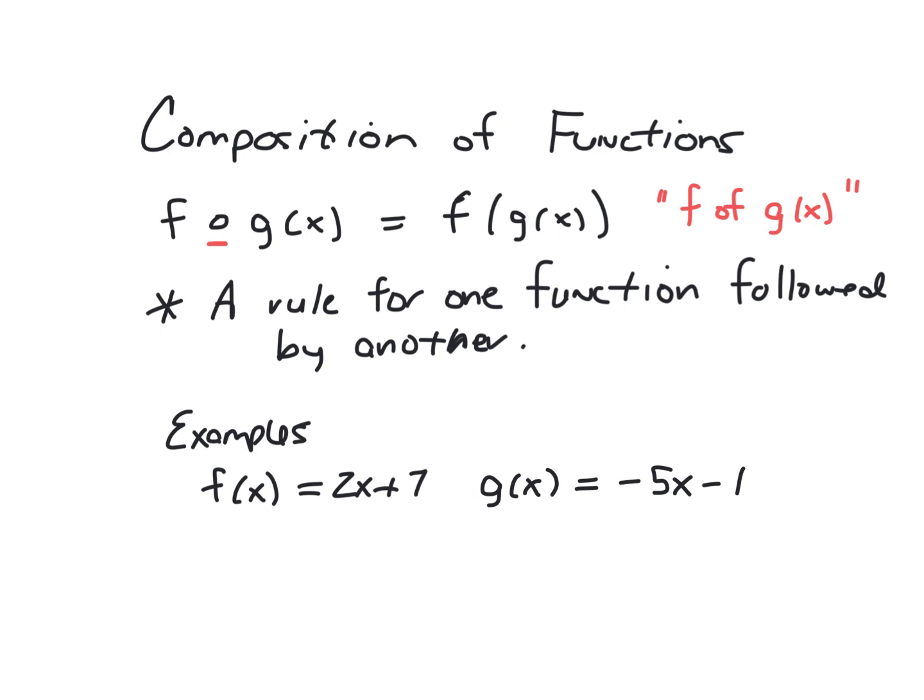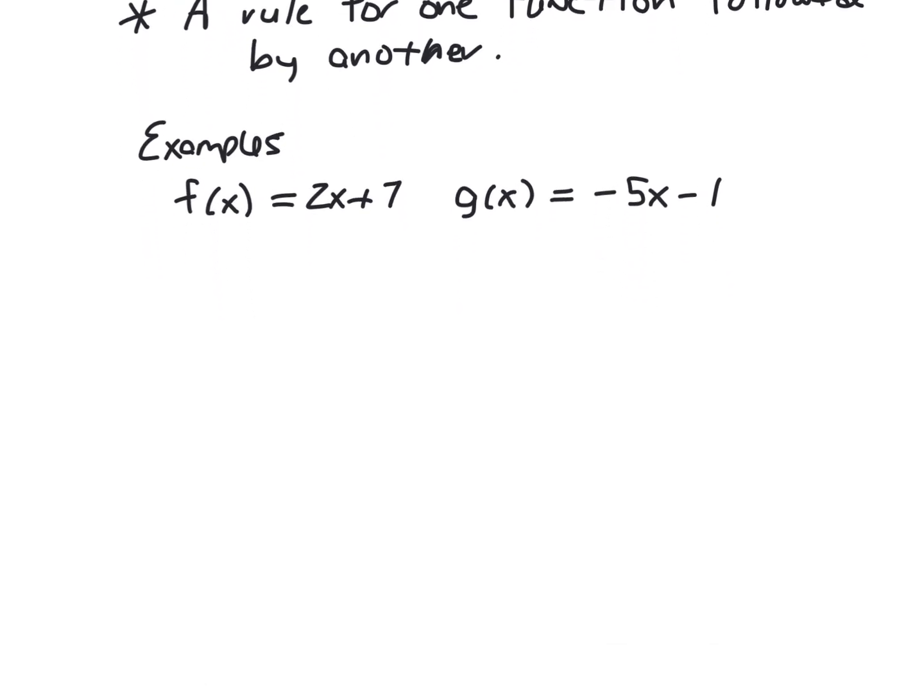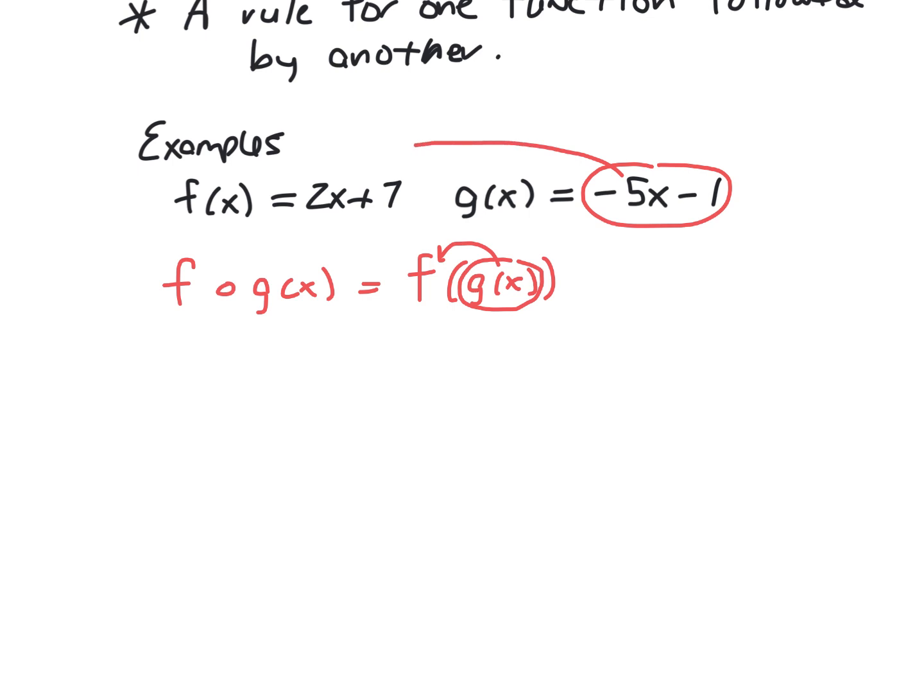function. So for example, if f of x is 2x plus 7 and g of x is negative 5x minus 1, and I asked you to find f of g of x, which means the same as this, we are using g of x as the input into the f function. So we're going to put g of x into the input for the f function.